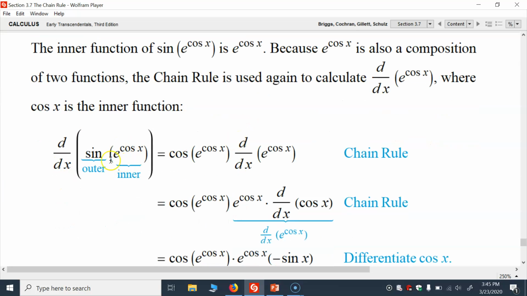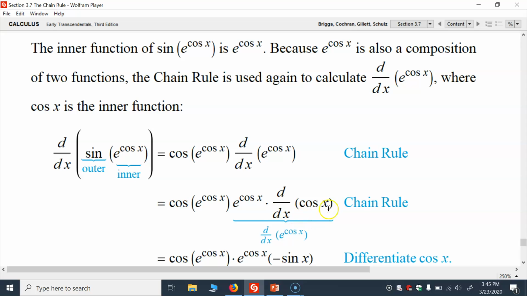So when you look at the derivative, right, the derivative of sine of anything is cosine of anything. So the derivative of sine of e^cos(x) is cosine, evaluated at that inner function. But now we need to take the derivative of this inner function, e^cos(x). The derivative of e^cos(x) is originally just itself, right? e to the x, evaluated at cosine of x.